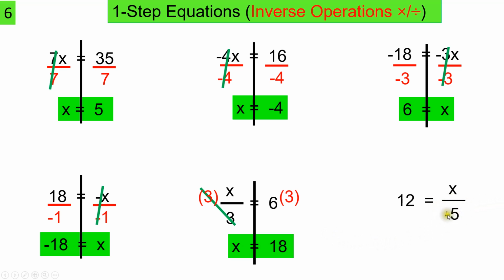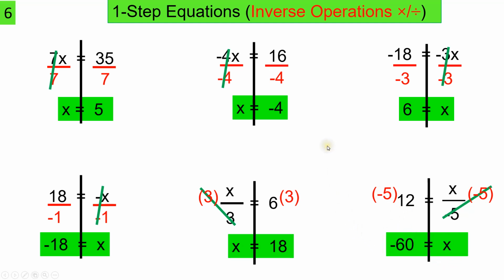Next, okay, it's on the other side. So what? Okay, got to get rid of the negative 5, right? Okay, so I need a negative 5 on top so that the x can be by itself, so I multiply both sides by negative 5. Those cancel, right? And then negative 5 times 12 is negative 60.